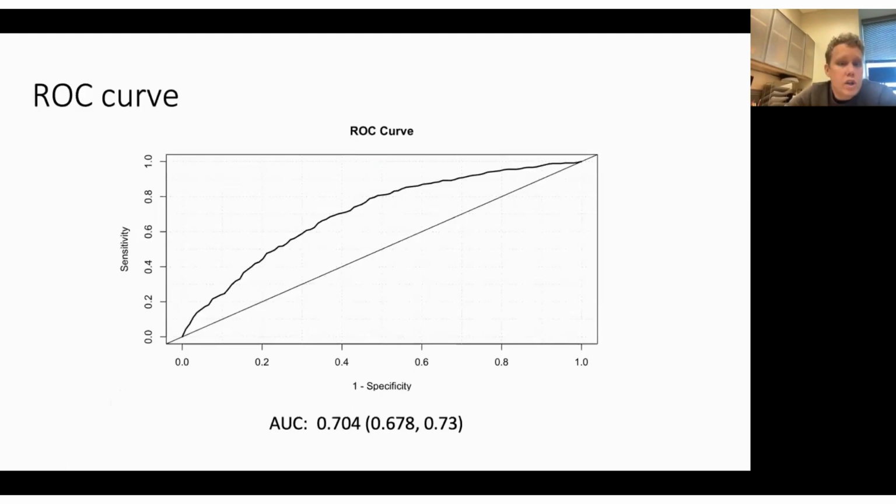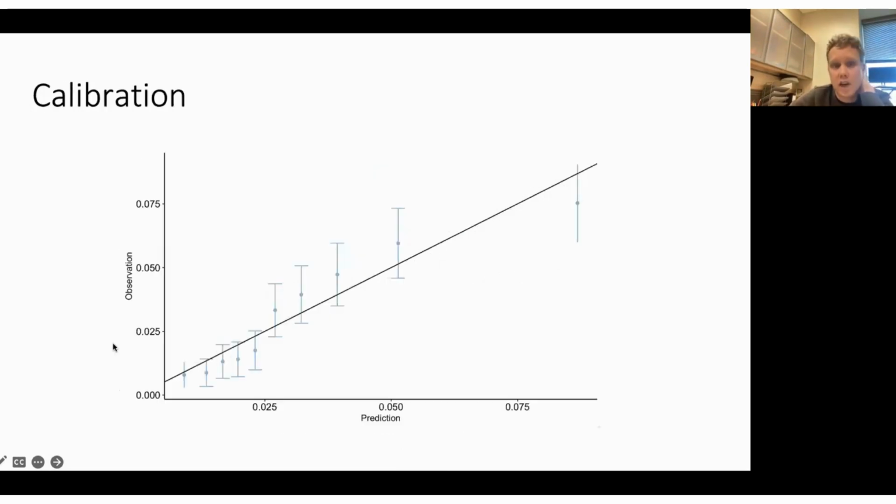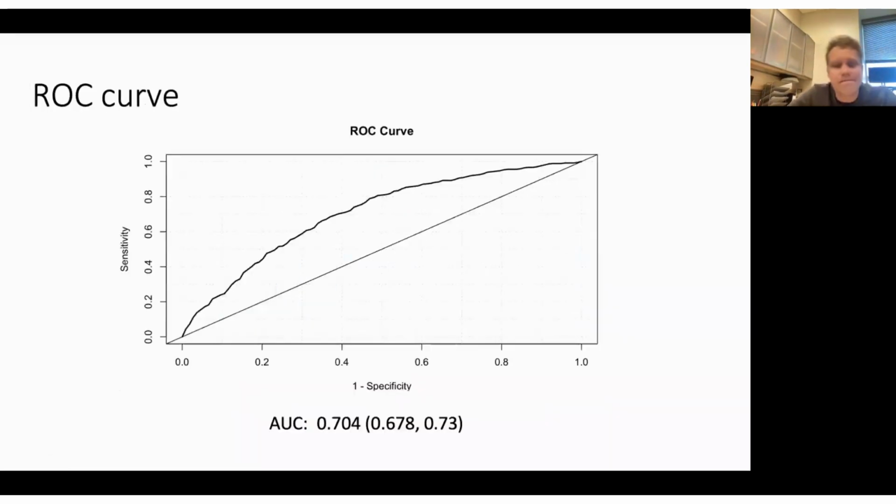Here we have the ROC curve. We see sensitivity and 1 minus specificity on the two axes respectively. And we are evaluating in terms of AUC, which is 0.7. And here we have the associated 95% confidence interval. So again, doing a relatively decent job, depending on how you define decent here, not far away from perfect. This is a hard task to do.